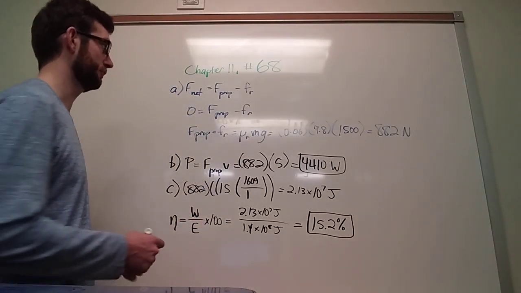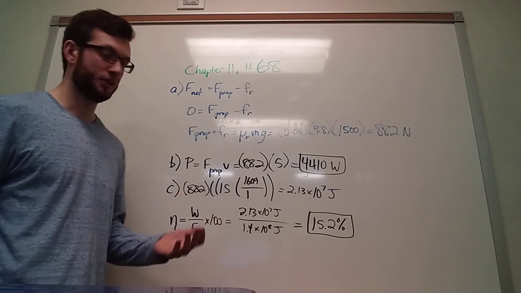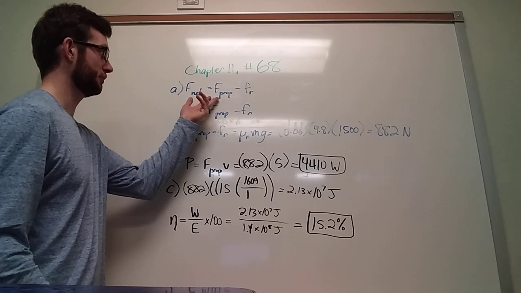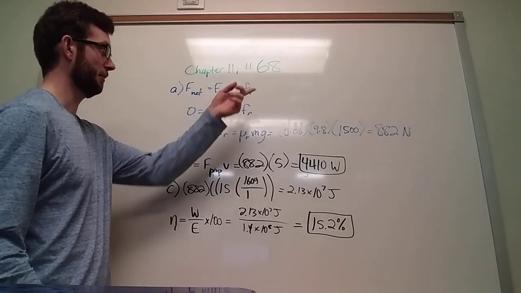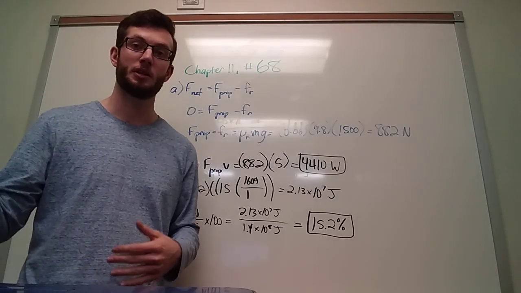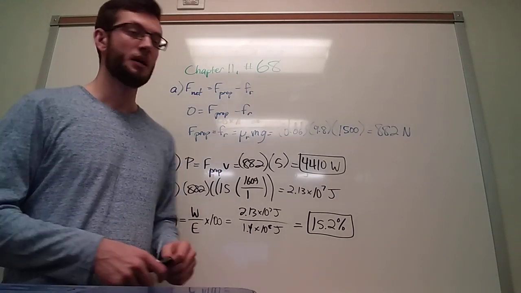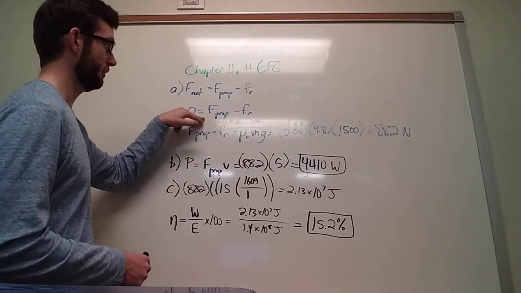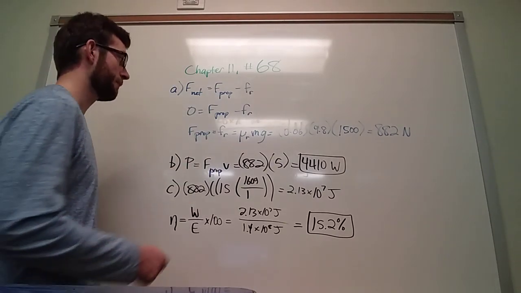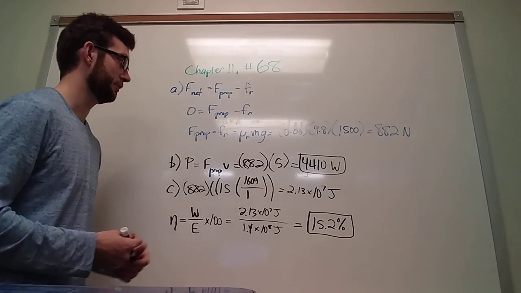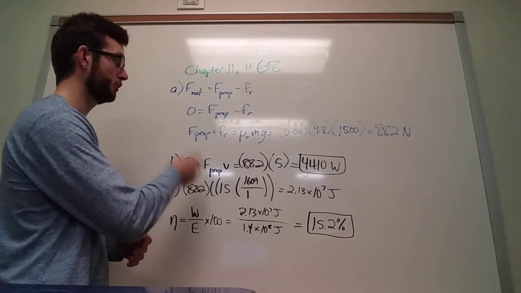Now, to find propulsion force, we're going to utilize an equation: the net force equals the propulsion force minus the F of R. In this case, because the car is moving at a constant velocity, we know that the net force on the car must be 0. So we can plug in 0 for F net, and we're left with 0 equals F prop minus F of R. If we add F of R to the other side of the equation, we're left with F prop equals F of R.